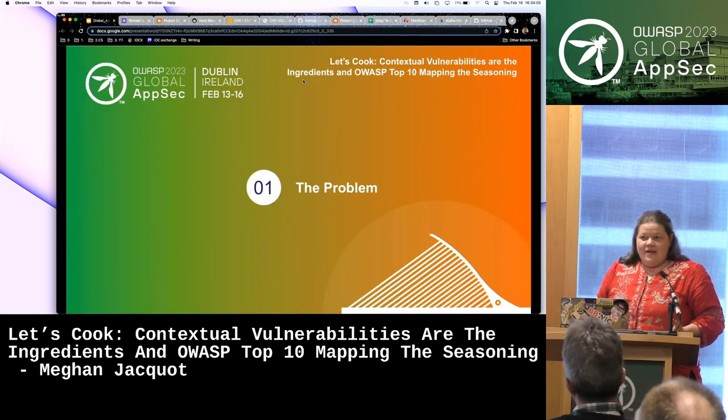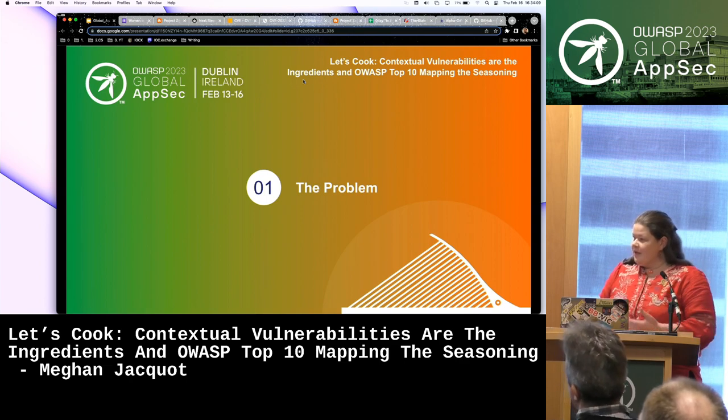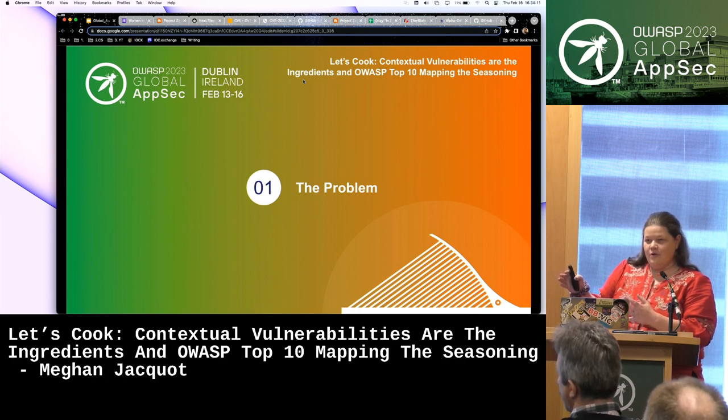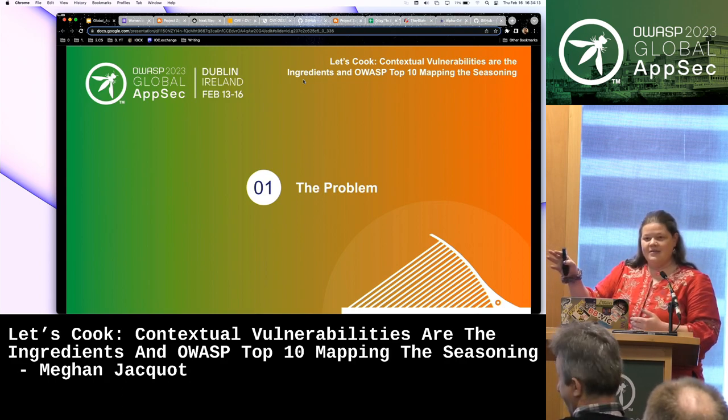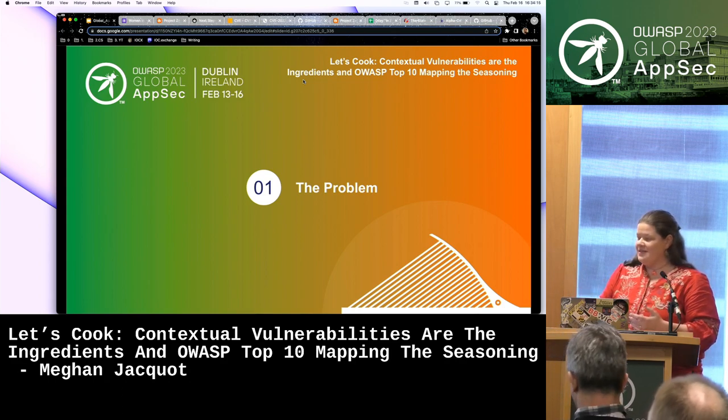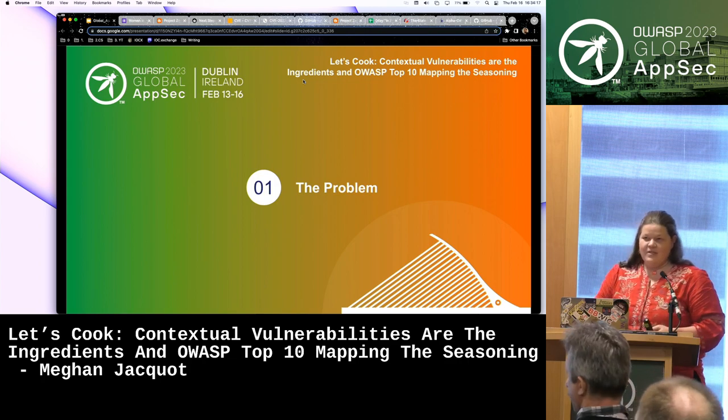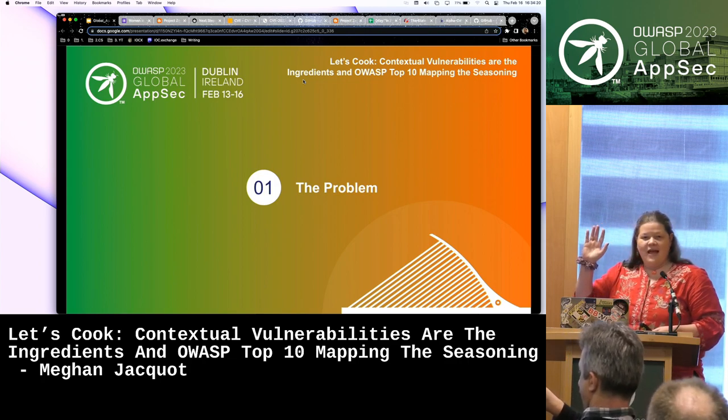So, I said we're going to start with a problem. What is the problem? Depending on where you're sitting in the room, you might not be able to see, but there are three chef hats on the table. So, raise of hands, who here wears multiple hats in their role?